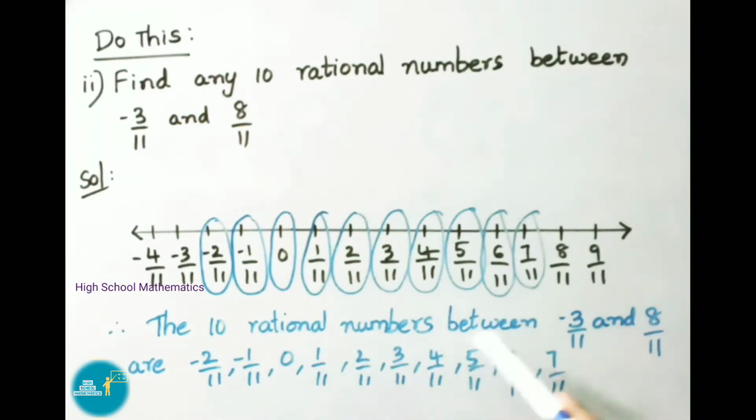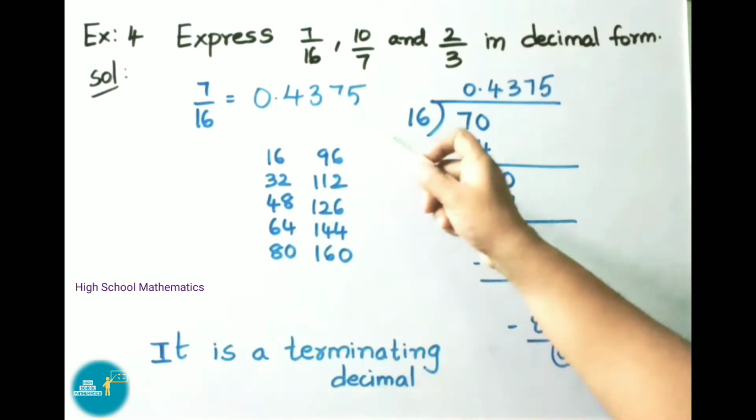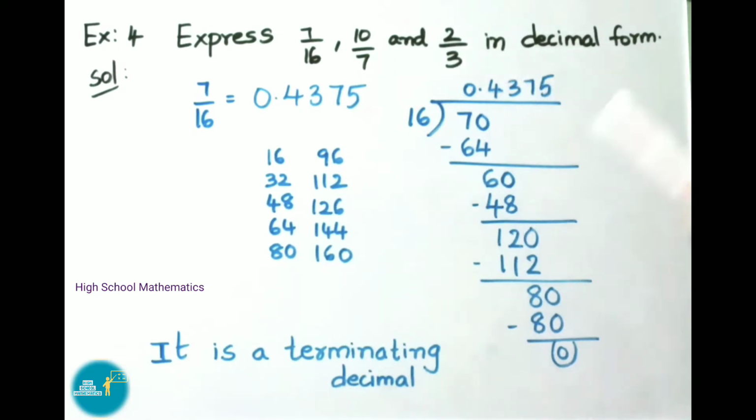Therefore, the 10 rational numbers between minus 3 by 11 and 8 by 11 are minus 2 by 11, minus 1 by 11, 0, 1 by 11, 2 by 11, and so on up to 7 by 11. These are the 10 rational numbers between minus 3 by 11 and 8 by 11. See now example 4. Express 7 by 16, 10 by 7 and 2 by 3 in decimal form. Let us see the solution.